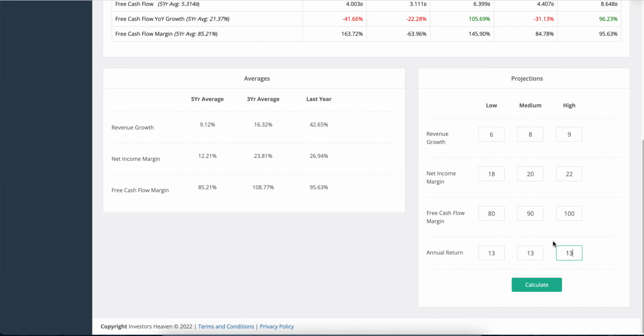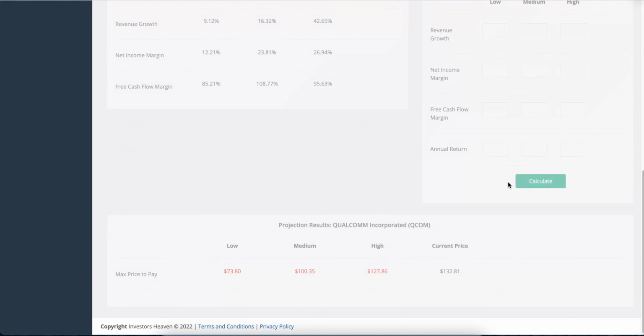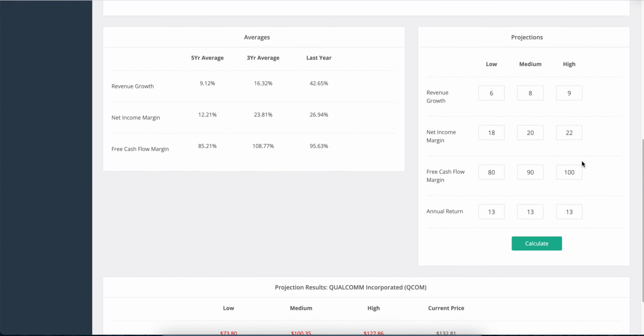So 13% is what I typically use here. Of course, you can use your own annual return. I like 13% because it's more than 10, which I can get from an S&P 500 ETF annually. So I want to be making more out of a single stock. Of course, there's more risk. 13% I think fits well. And so this is what I use. Calculate. Sometimes I may want to use 15% if the company is more risky.